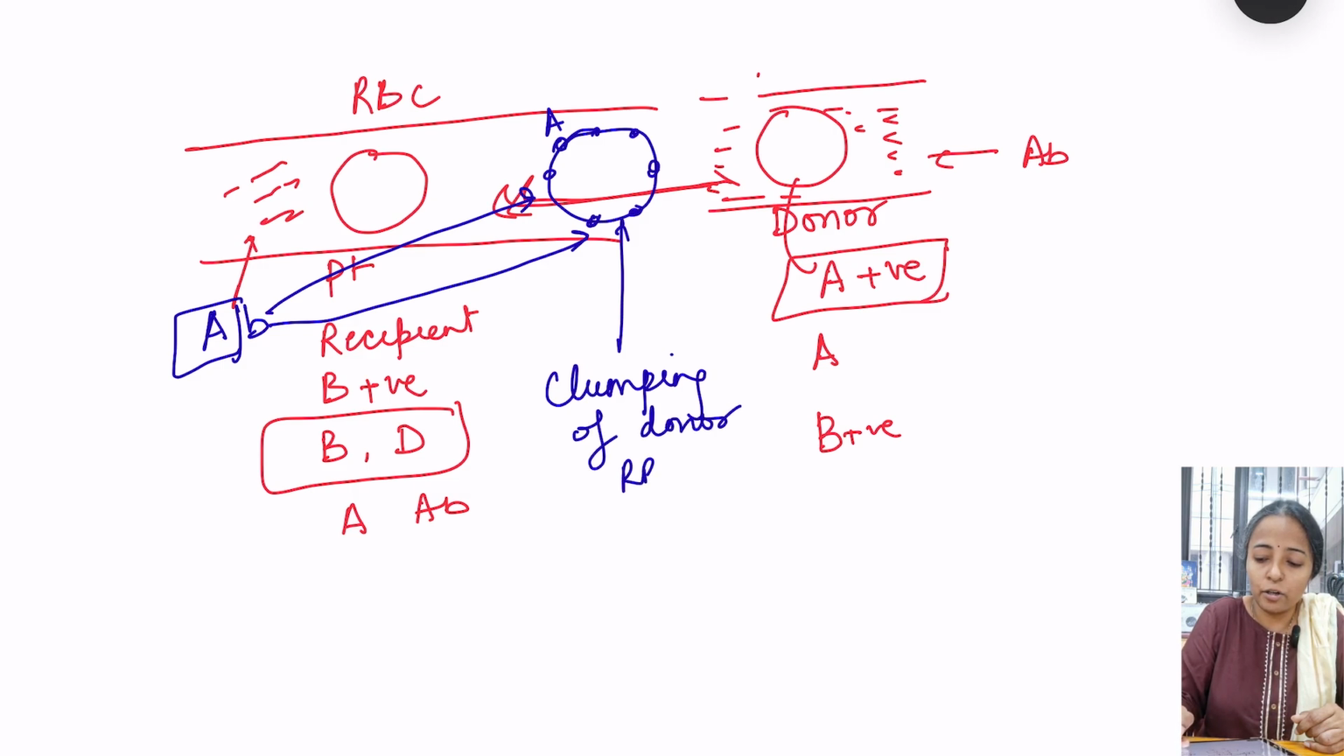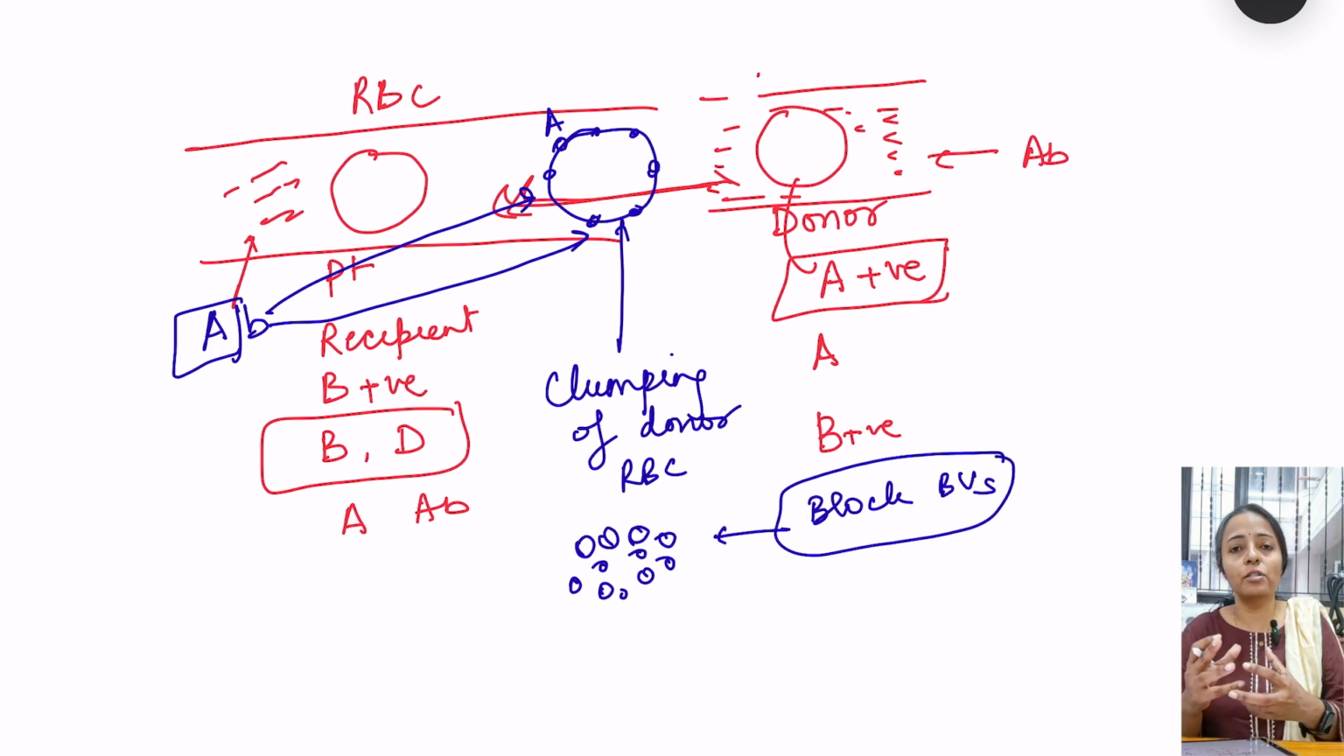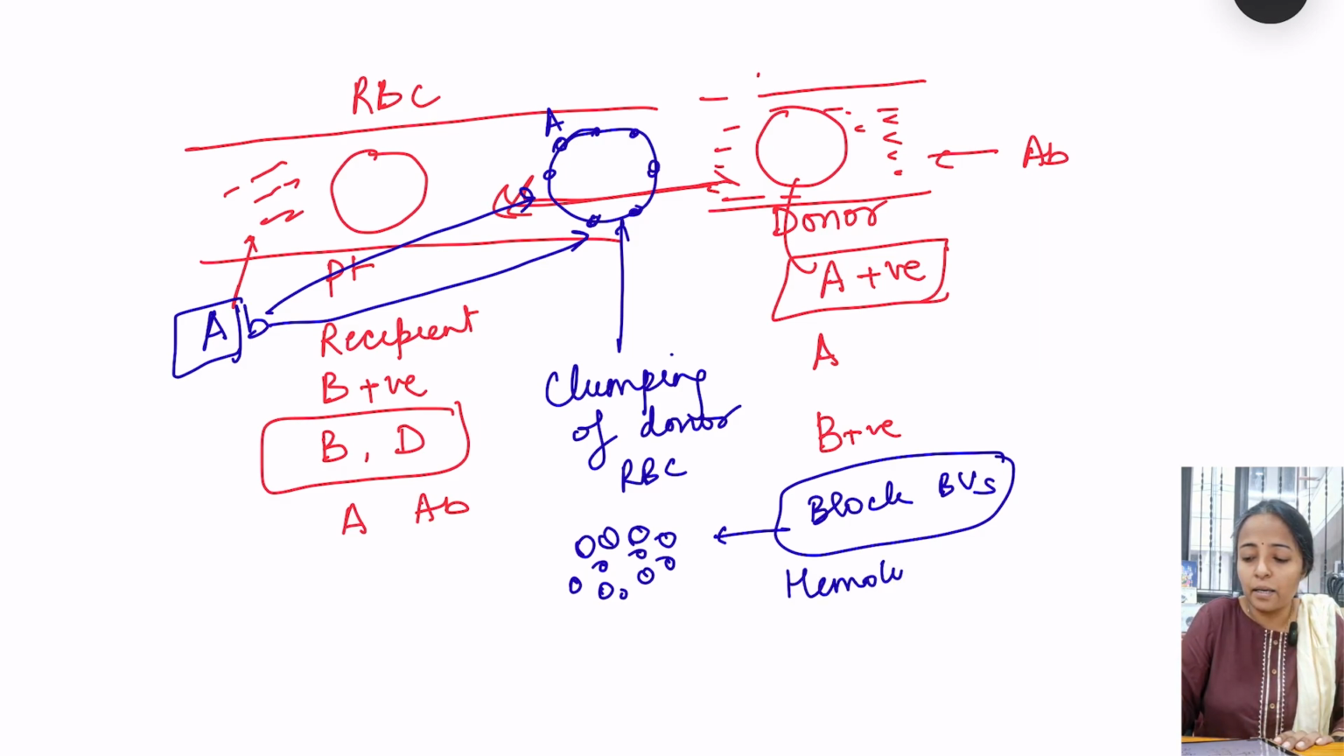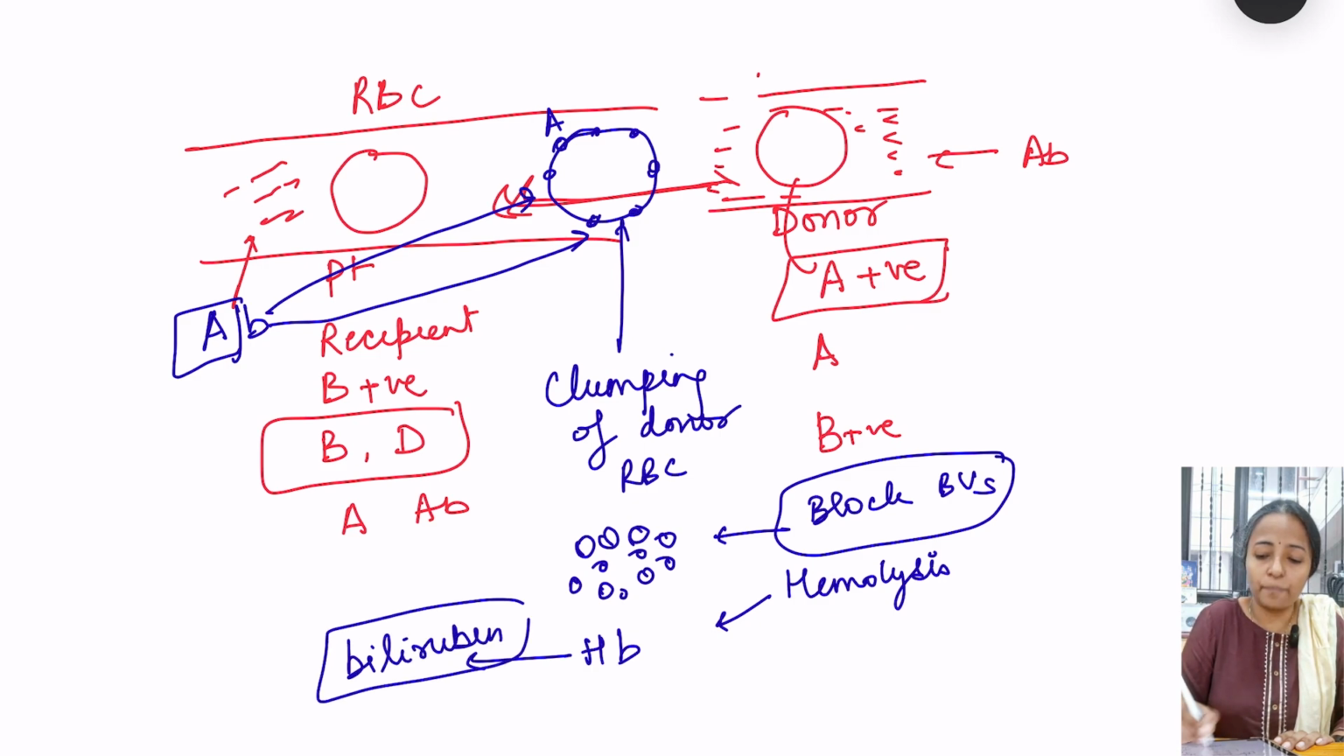Right? So they all will come together like this in the circulation, and they are going to block the blood vessels of the circulation. And then what will happen is that macrophages will come and damage these clumped RBCs, these agglutinated RBCs, and there will be hemolysis. So a lot of hemoglobin is released into the circulation, which ultimately will be metabolized into bilirubin. Okay, so that we don't want, that the donor RBCs get hemolyzed in the recipient's blood.